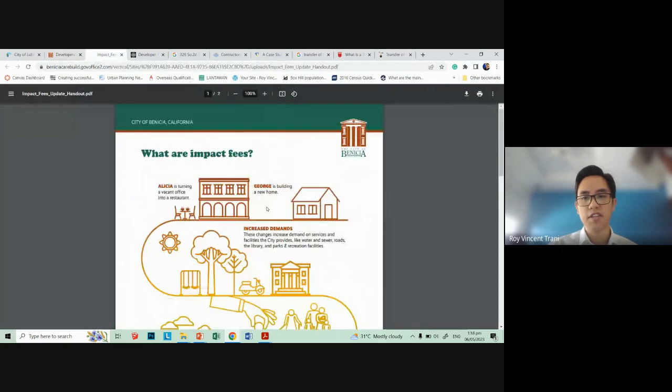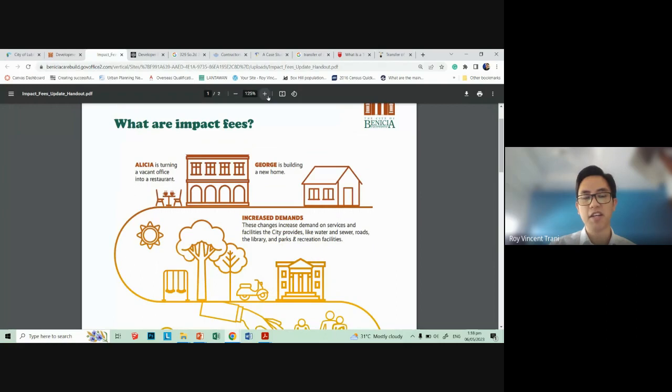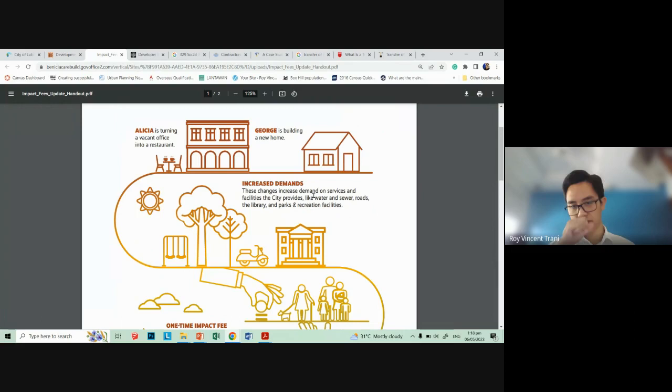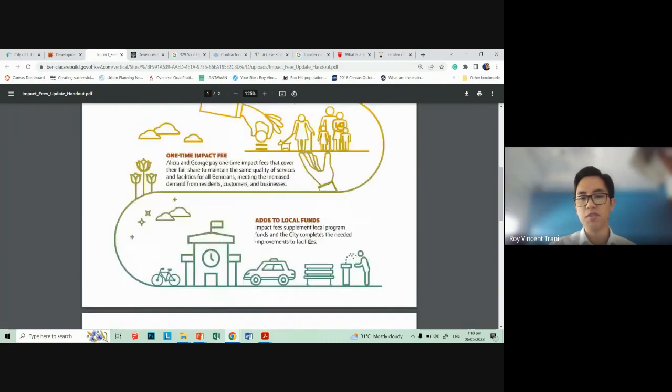And then you see here, same example. This time they have names. So Alicia is turning a vacant office into a restaurant. George is building a new home. So these new developments create increased demand on public services like water, sewer, roads, parks, etc. And then the one-time impact fee covers their fair share to maintain the same quality of services. So again, sewers, roads, basically public infrastructure, meeting increased demands from residents, customers, and businesses. And then the fee can also be used to support local funds within the community.